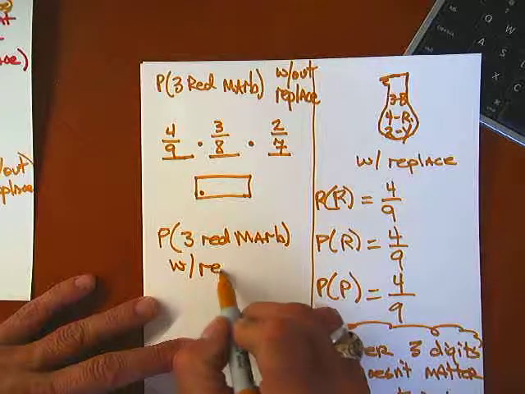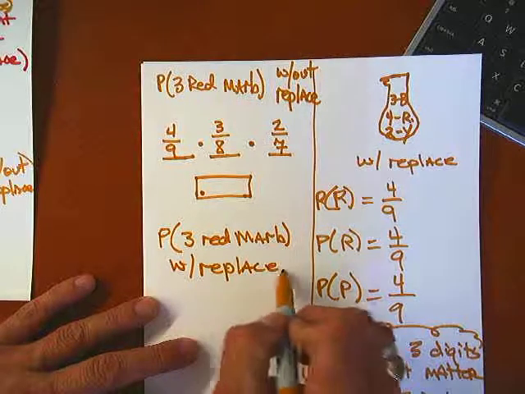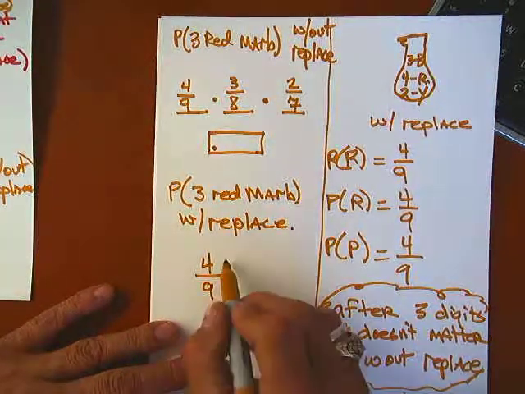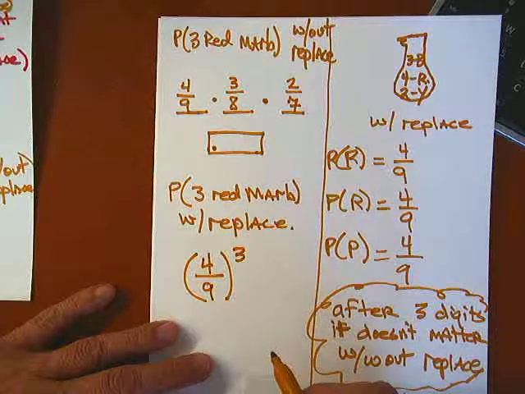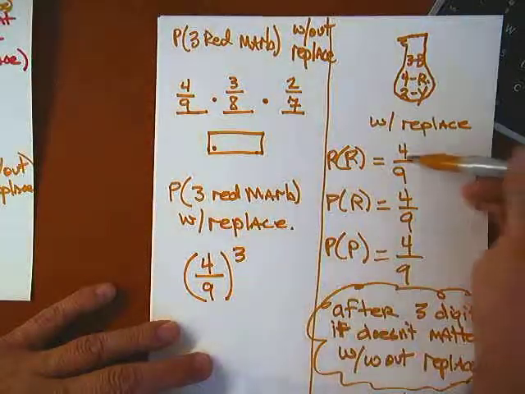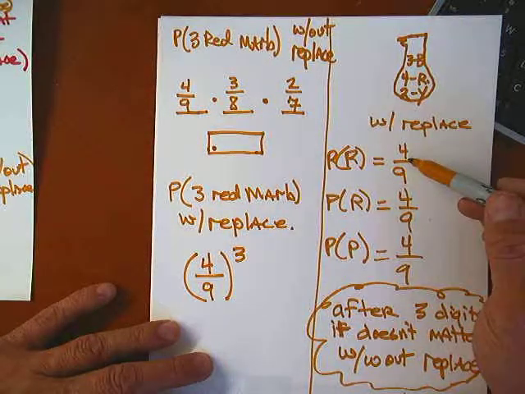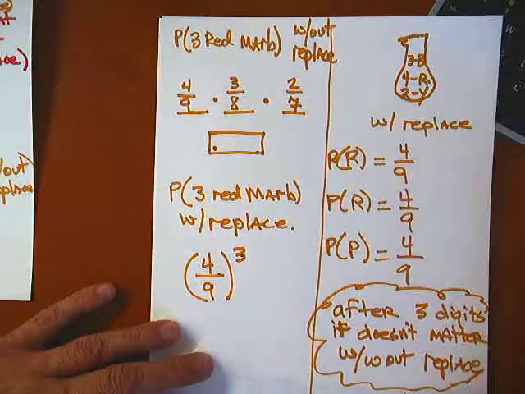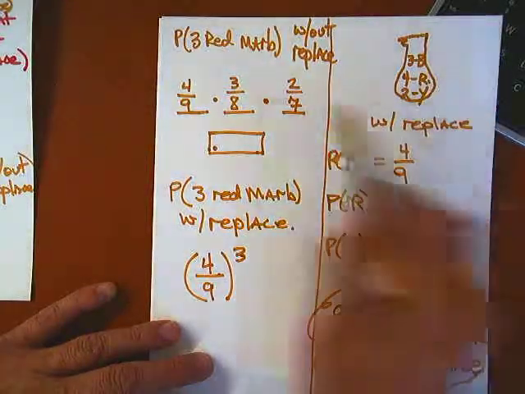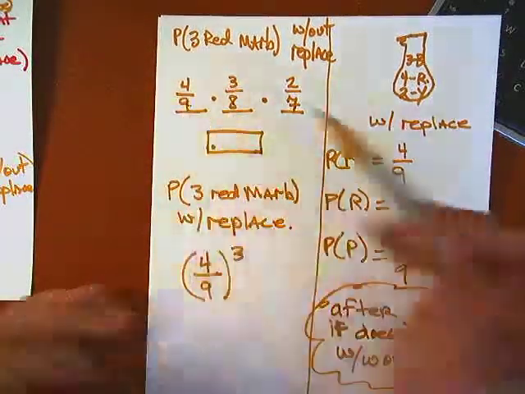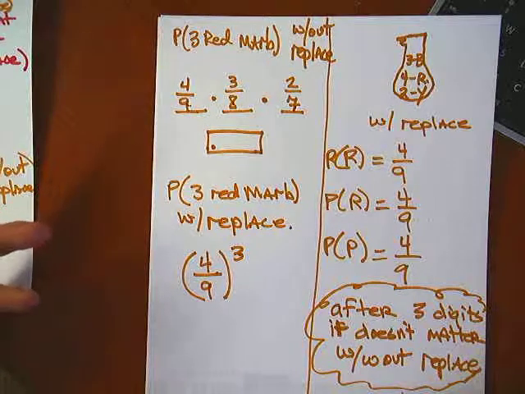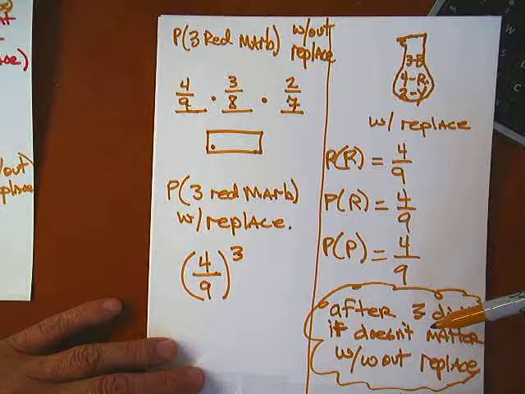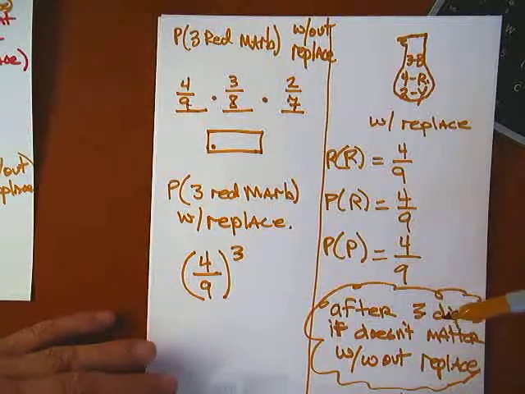Okay. What would be the probability of picking 3 red marbles if it was with replacement? Probability of 3 red marbles with replacement, meaning that I put it back in the bag, would be 4/9 raised to the 3rd power. 4/9 times 4/9 times 4/9, which is right over here. But instead of multiplying those, I just raise it to the 3rd power.